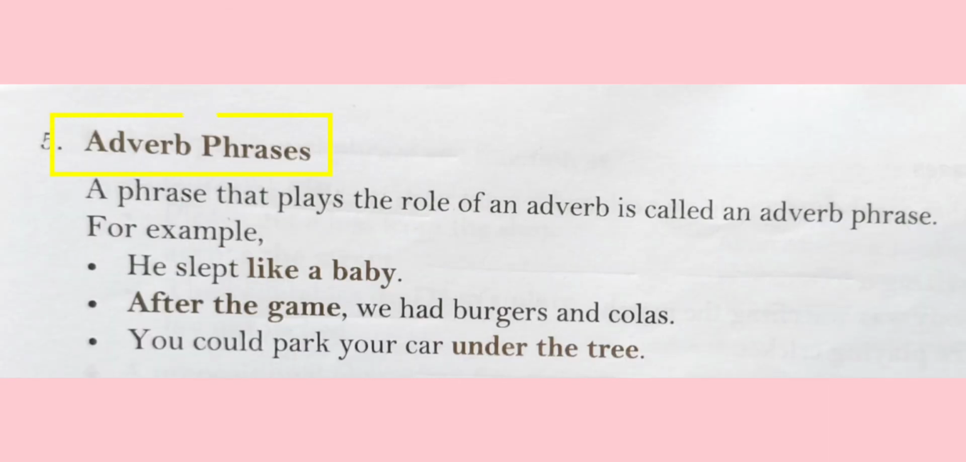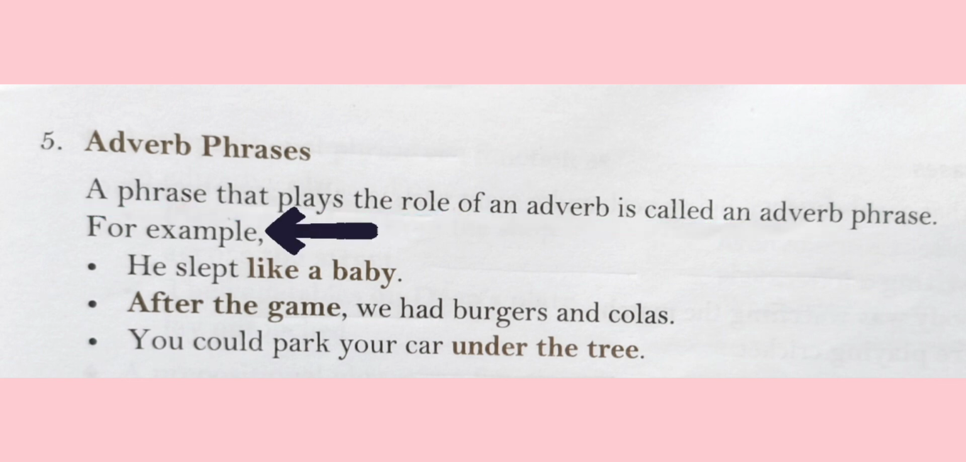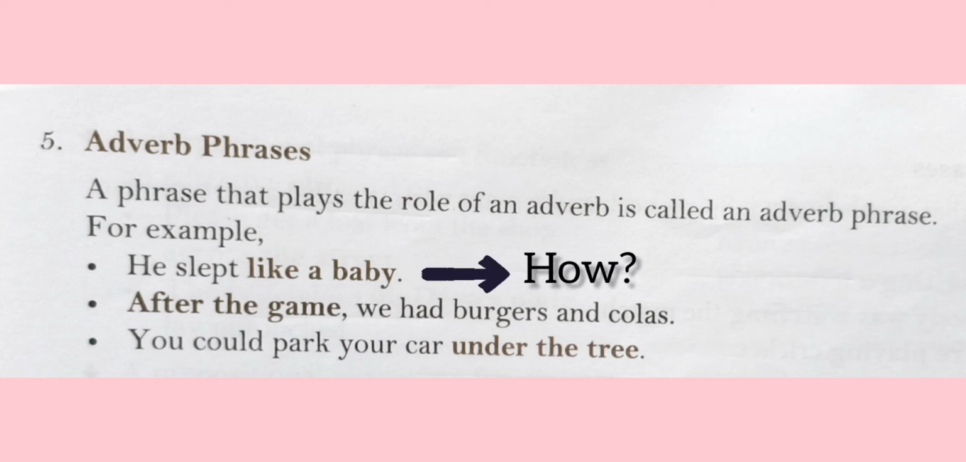Next is adverb phrases. A phrase that plays the role of an adverb in a sentence is called an adverb phrase. Let us take some examples. First, he slept like a baby. Here, the phrase like a baby answers the question how. How was the action of sleeping done? It was done like a baby. So, like a baby is the adverb phrase of this sentence.